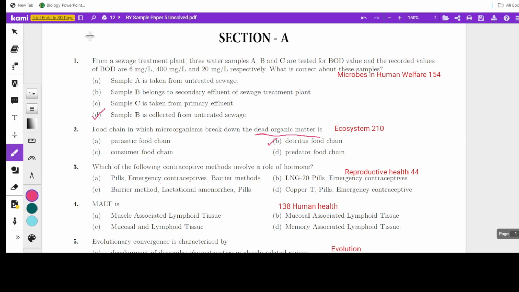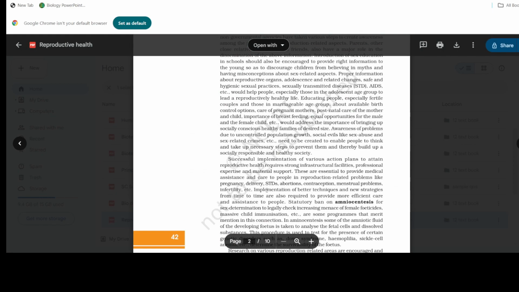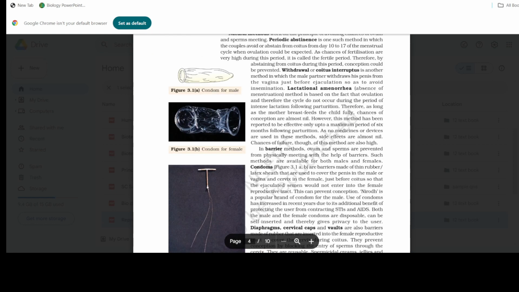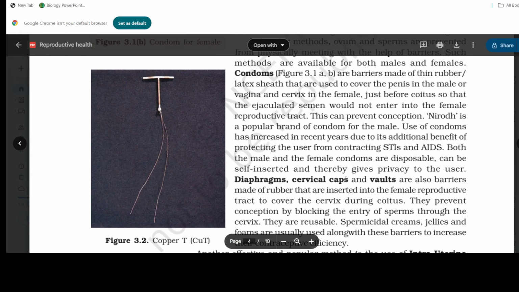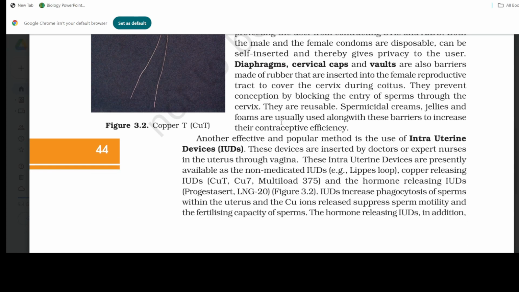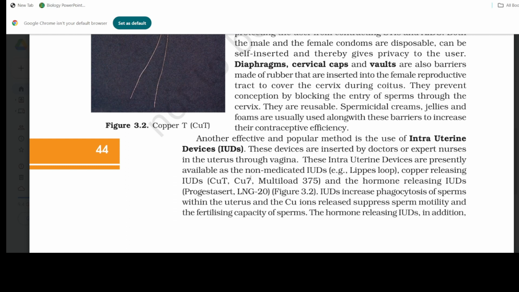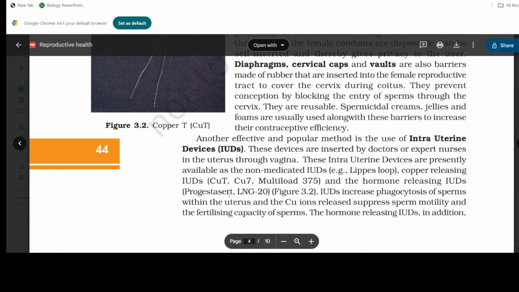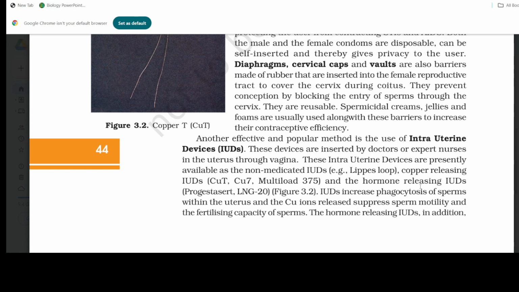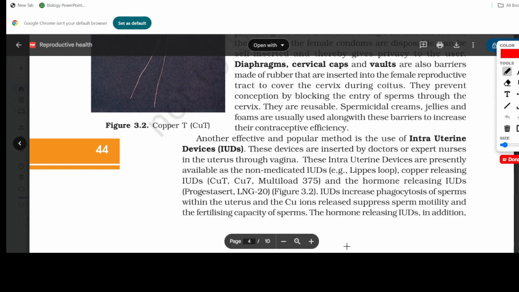So let's check the chapter Reproductive Health. Please take the chapter. Let's check the contraceptive measures. Yeah, it comes here. So here are different methods. Condom, the barrier method, they have mentioned. Then intrauterine devices like Lippes loop, CuT, copper releasing IUDs, hormone releasing IUDs. So for hormone releasing IUDs, you can see one of the hormone releasing things is LNG20 they have given, right? Progestasert and LNG20.